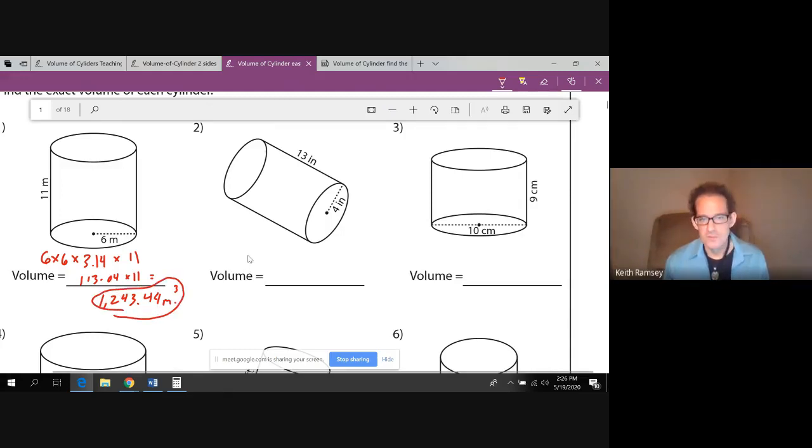Let's look at number 2. So I've got a radius of 4, so I'm doing 4 times 4 times pi times the height. I know 4 times 4 is 16, times pi is going to be 50.24, times 13 is going to equal 600. That's kind of a crazy 6. All right, let's try that again. That's going to equal 653.12 inches cubed.